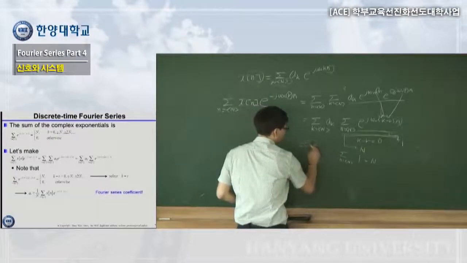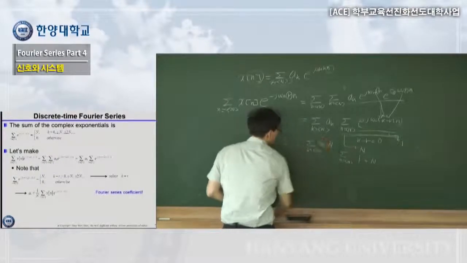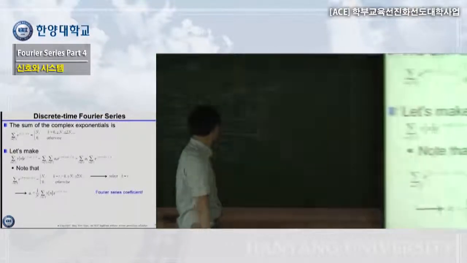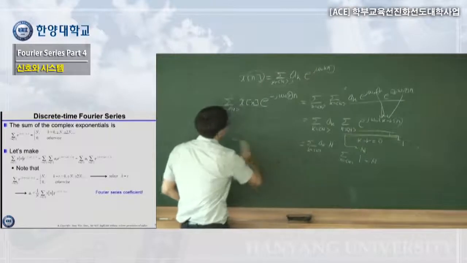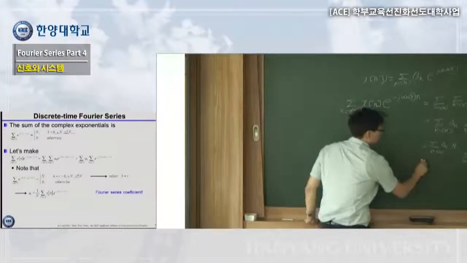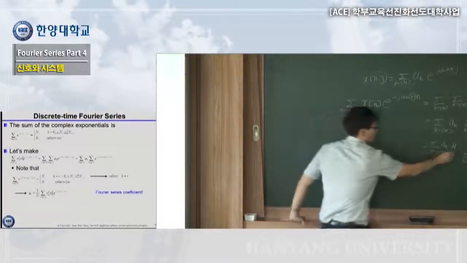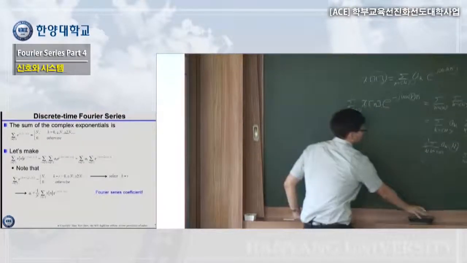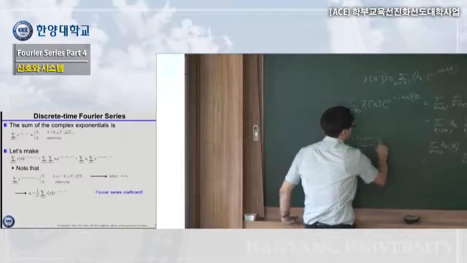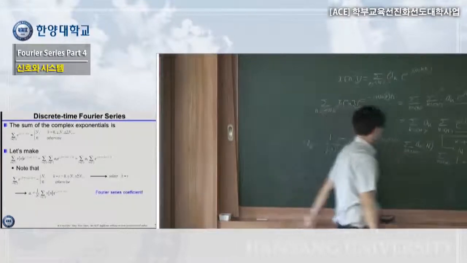Then what? We will have this. And from this claim, we will have A_k, N I'm sorry, N will be taken out, and we go to this side: A_k equals 1 over N sigma x[n] e^{-j omega_0 r n} over a period.